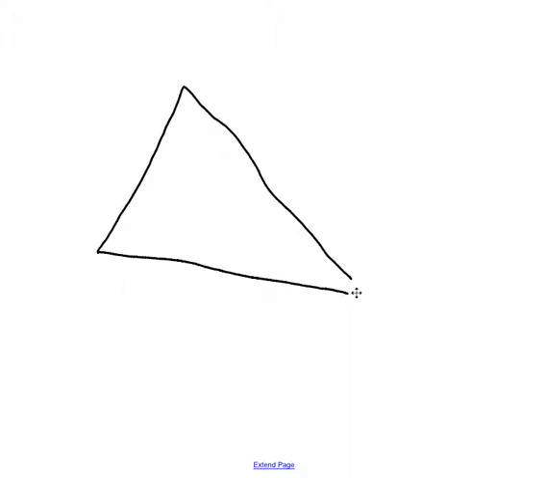The first thing I want to do is start with an arbitrary triangle. This theorem works for all triangles, so we want to just draw an arbitrary triangle. I'm going to make it scalene and acute. Okay, so here's my triangle. I'm going to label these angles.